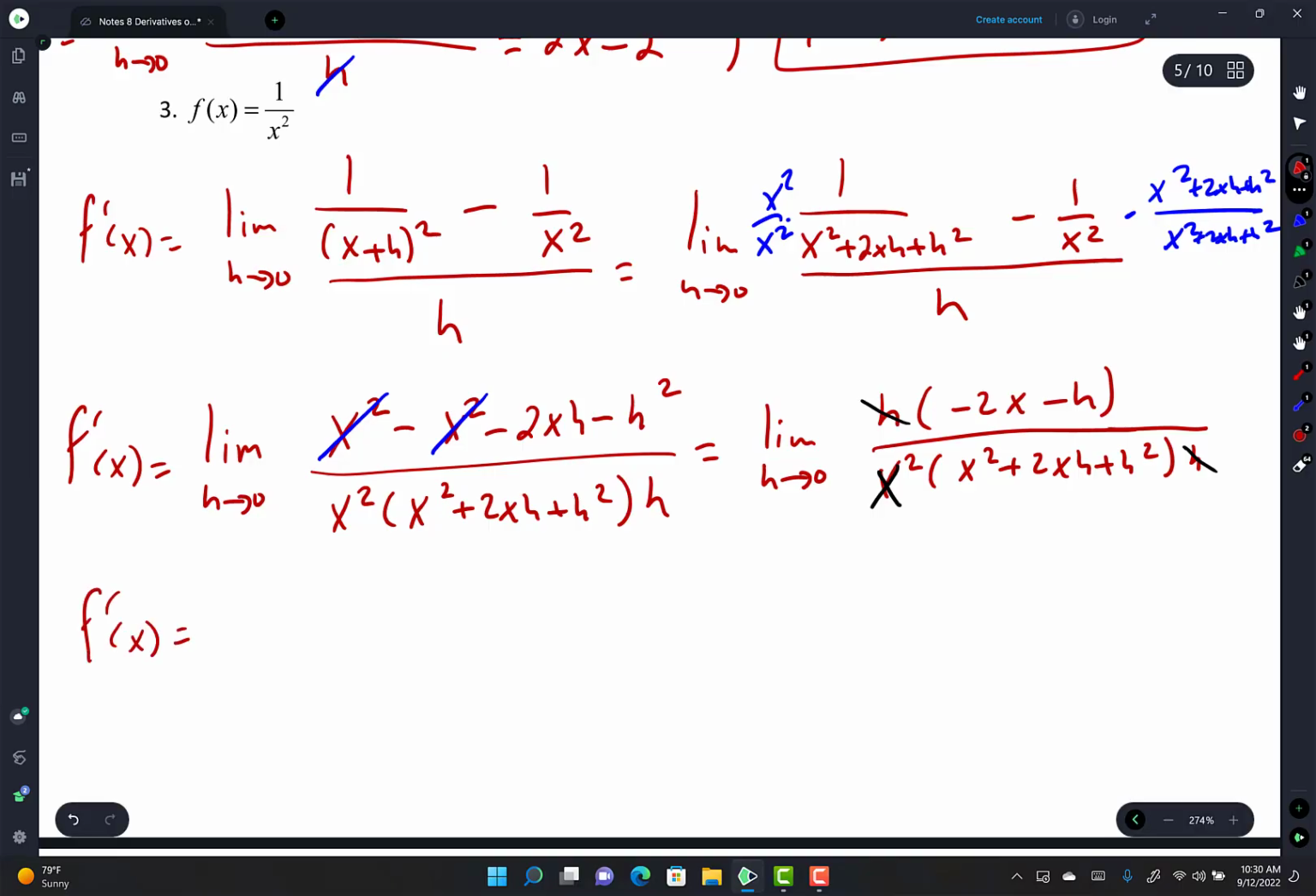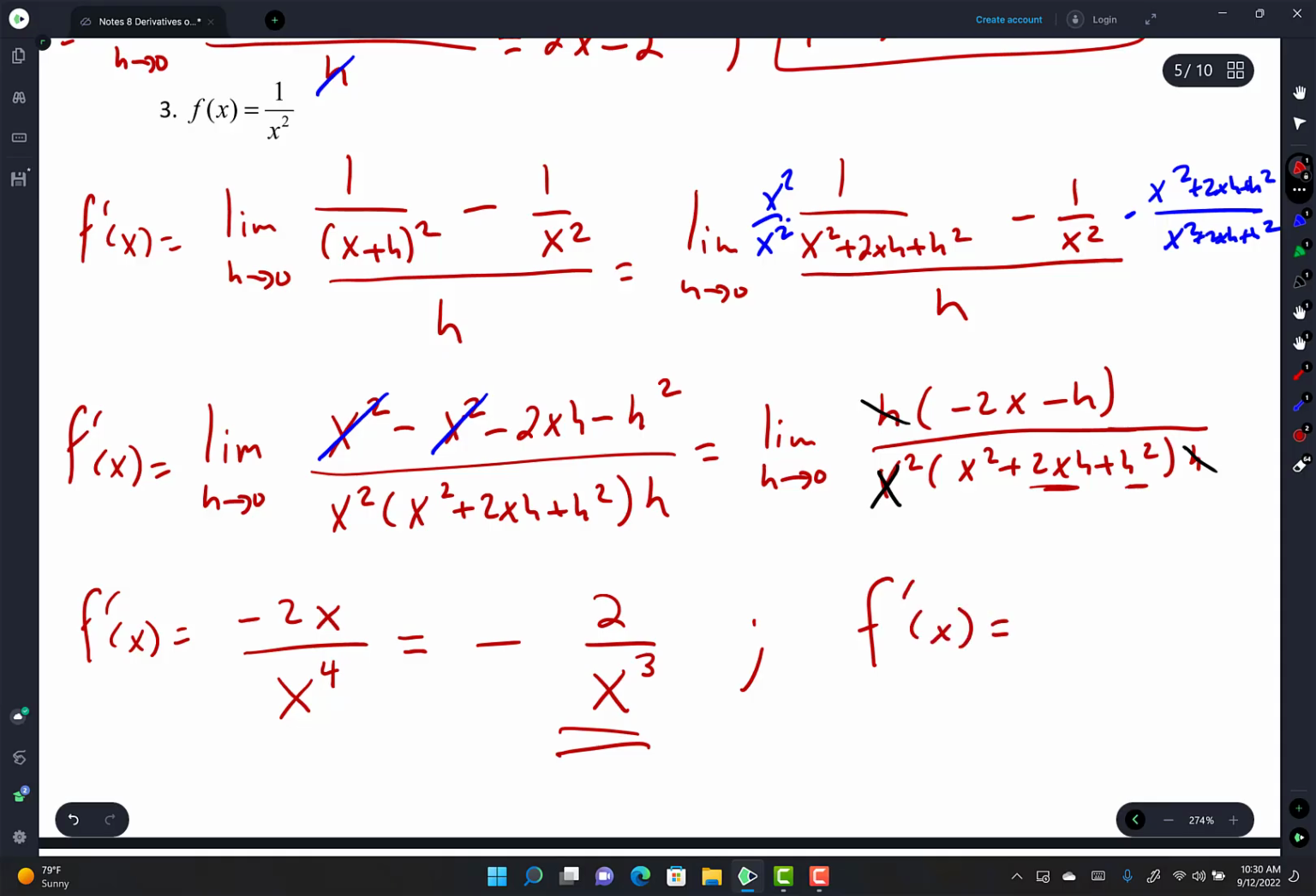Negative 2x on the top, and on the bottom that has an h and that has an h, so those are zeros. X squared times x squared is x to the 4th. Let's reduce this. I have 1 x on the top and I have 4 x's on the bottom. Negative 2 over x cubed. There it is. f prime of x equals negative 2 over x cubed.